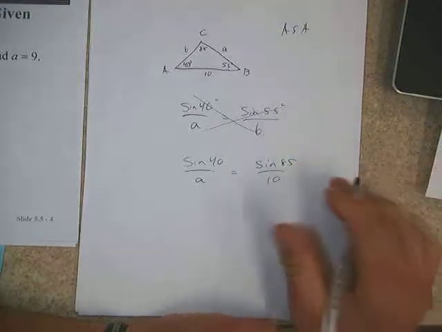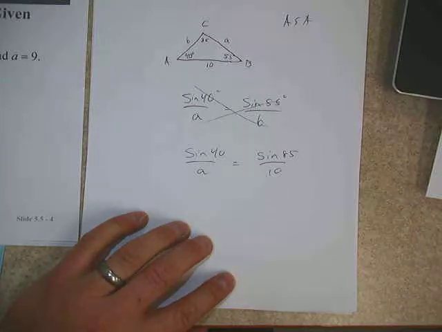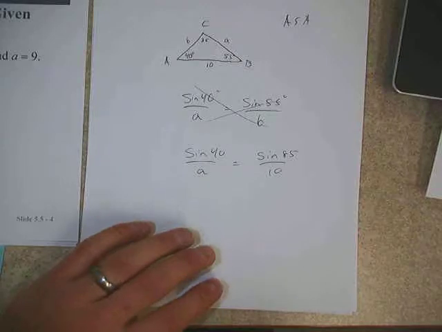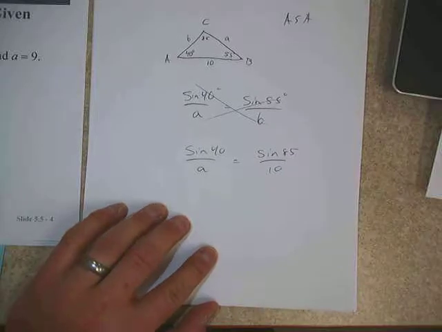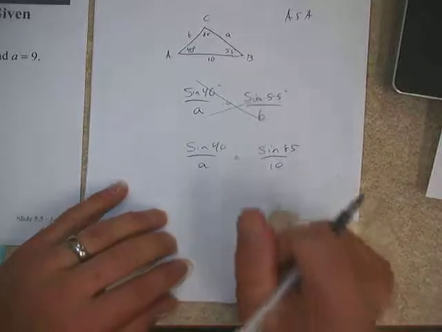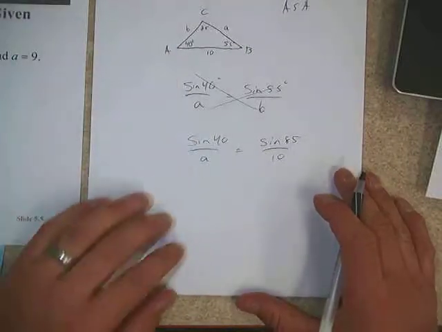But if we want to find A, we can set it equal to sine of 85 over 10. And then the solving part of that, is that any different than what we just had a minute ago? Same thing, isn't it? All right. Questions so far?